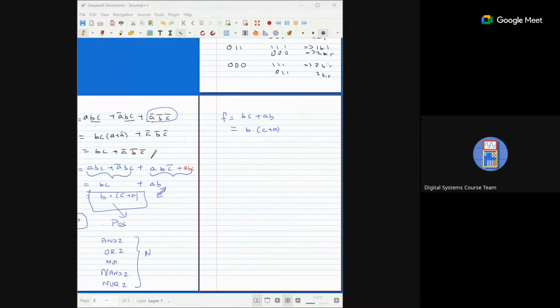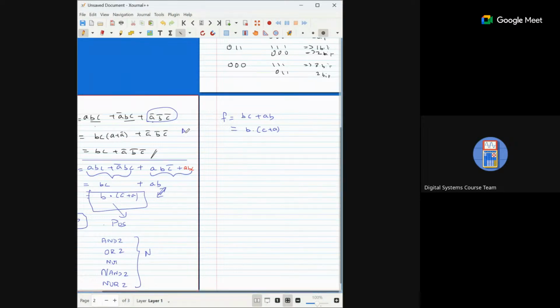I didn't understand. Sir, please. He is asking what differentiates POS from SOP. No, I am saying, sir, that the above equation you wrote in black and the lower equation you wrote in blue are different. Yes, that's why the number of gates used in SOP is different from the number of gates used in POS. Okay, fine. This is a separate case.